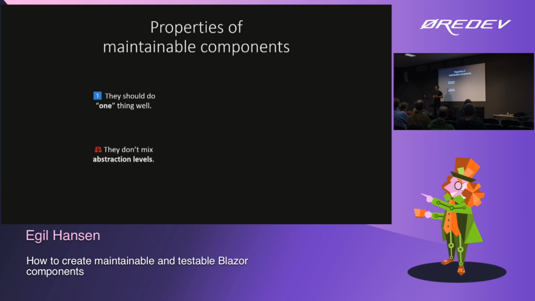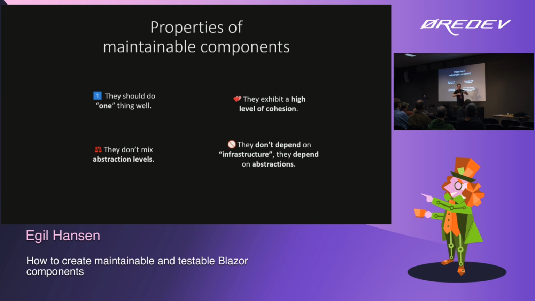How can we understand and make sure that our components just do one thing? Well, one of the indicators is that they don't mix abstraction levels. So if we use Mark's terminology, that would be a mix of different levels of the fractal in the same component. They also exhibit high cohesion, and I'll get back to what that means a little bit later. And they don't depend on infrastructure. They depend on abstractions. We don't use things like HttpClient directly in a component. We have an abstraction that represents that thing of talking to a service, for example, or DbContext, and that also improves testability quite a bit. And finally, of course, they have good names.